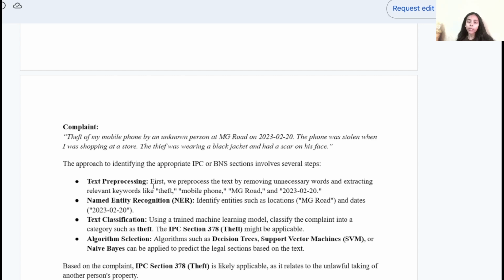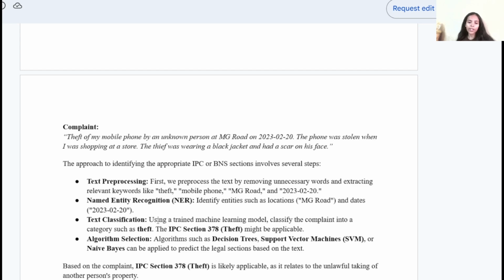First is text preprocessing. Here we preprocess the text by removing unnecessary words and extracting relevant information like theft, mobile phone, MG Road and 2023-02-20. So here we tokenize our text, remove unnecessary information, and extract meaningful information. In the second step we do named entity recognition, which means identifying entities such as location, theft as a crime, mobile phone as a stolen item, and dates. This is named entity recognition.